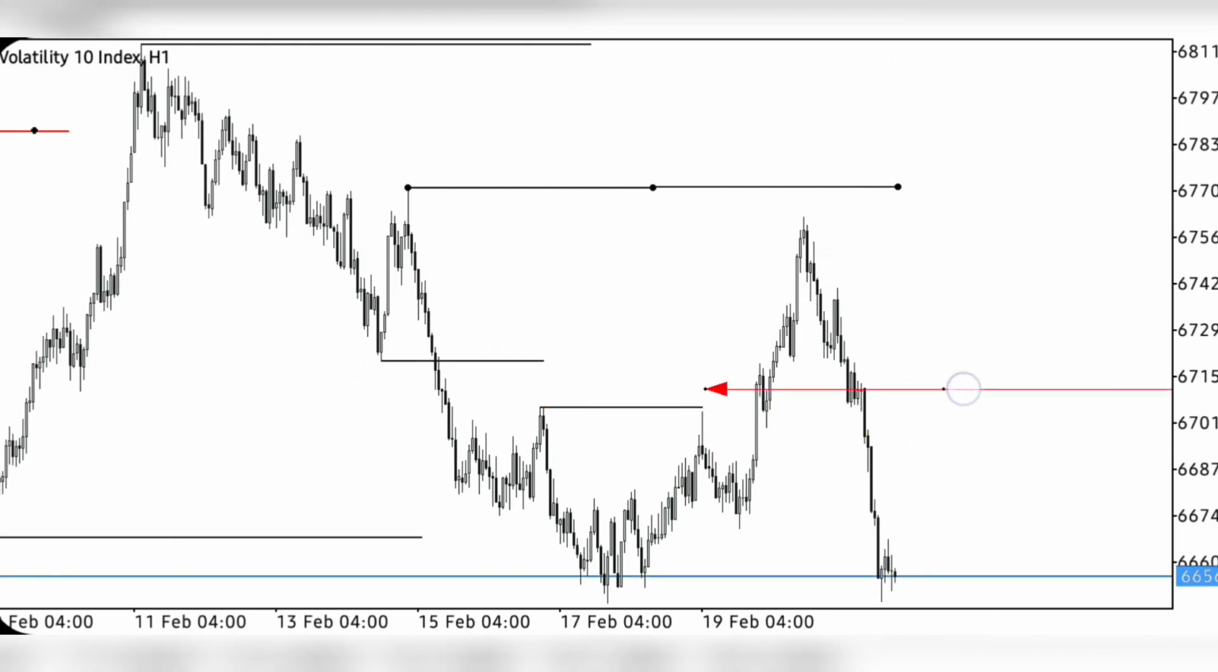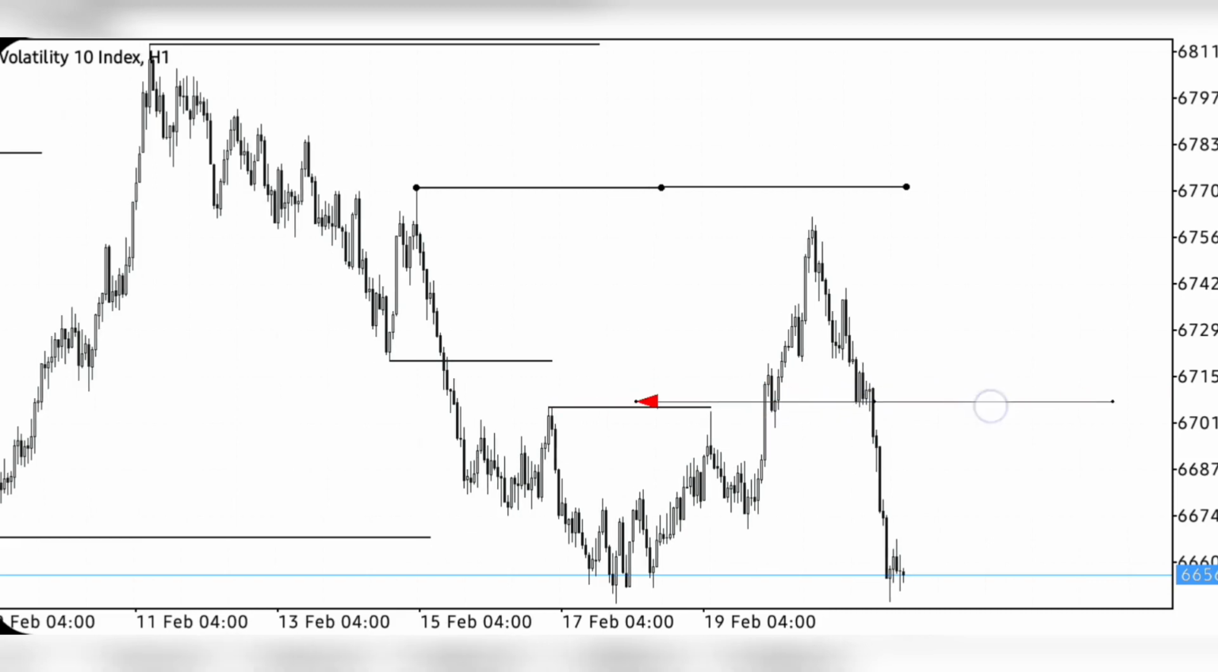So this is our first intent. When you see something like this, we call this an intent. It is also a valid break of structure, but it is an intent to move into our liquidity void area.